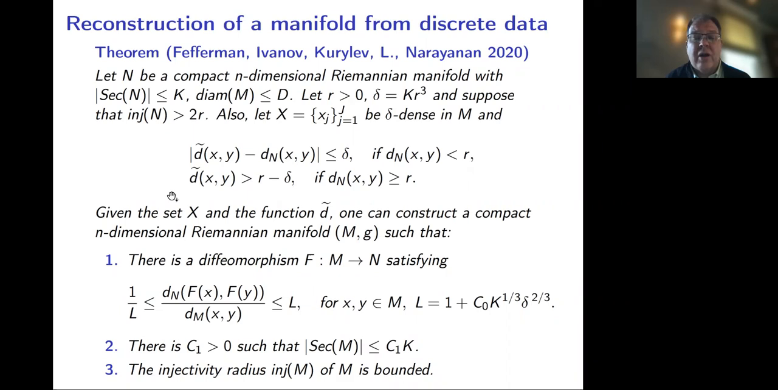then we can actually reconstruct from this discrete space a smooth Riemannian manifold that is Lipschitz close to the original manifold. So when we have the discrete metric space of points on the manifold, and we approximately know the distances with small errors, then we can reconstruct a new manifold N such that there is a diffeomorphism whose Lipschitz constant is bounded by one plus something that depends on a power of this error delta. And also the curvature is bounded, and the injectivity radius is bounded.